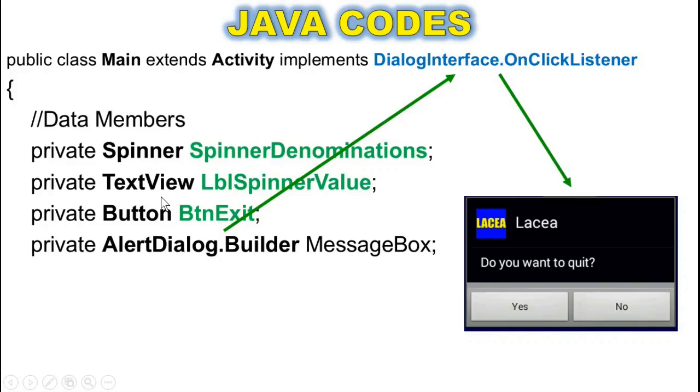I wanted to bind an exit command to terminate my mobile application whenever the user touches or clicks the exit button. That's why I declared an object named btnExit using the Button class. I also wanted to display a confirmation box: Do you want to quit? Yes or no? That's why I declared an object named messageBox using the AlertDialog.Builder class.